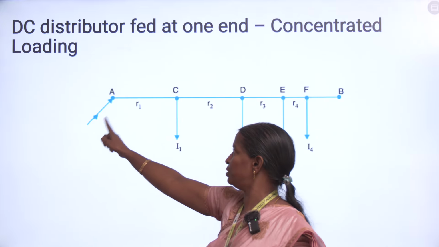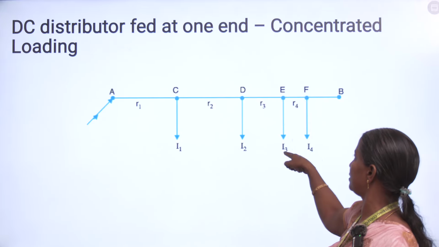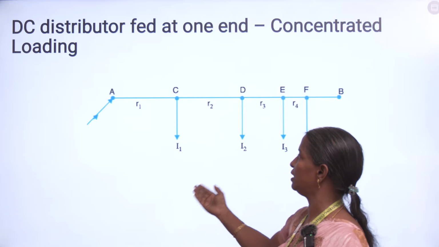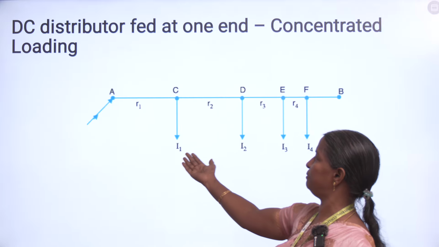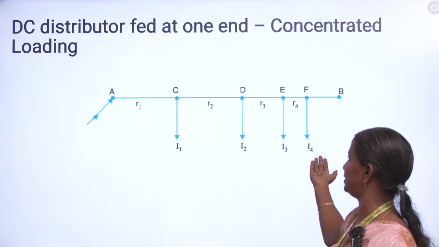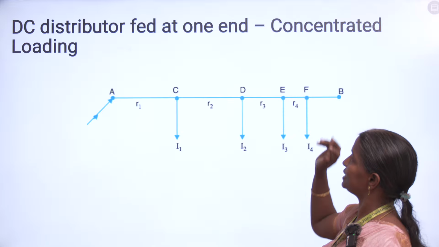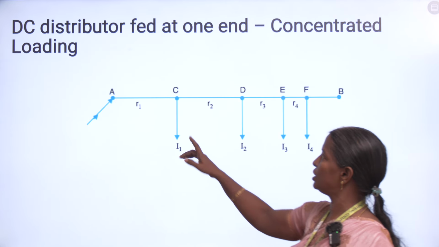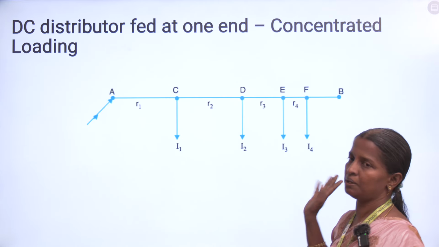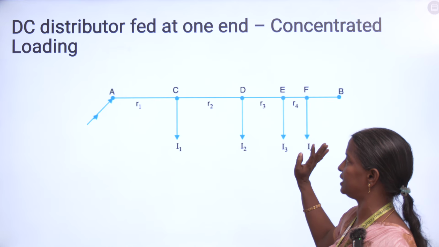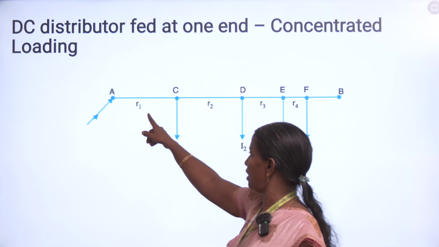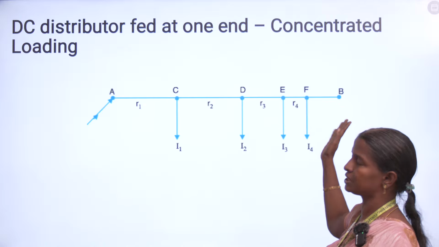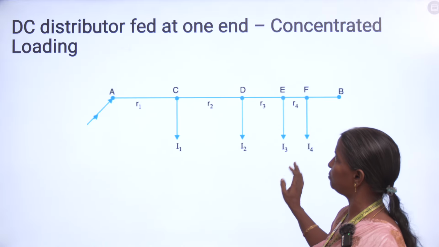Here only we are feeding the voltage and we are taking so many loads. Based on the machine or motor we are using, the current may vary. That is, it may be I1, I2, I3, I4 like that. Since it is a concentrated loading, it is not necessary that all the current values must be the same, and also the distances need not be the same. That is, the distance AC is not necessarily equal to CD. That's all. It is fed at one end.